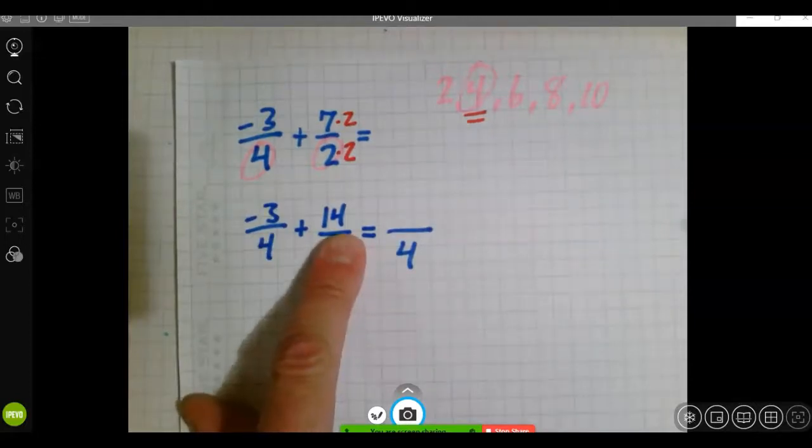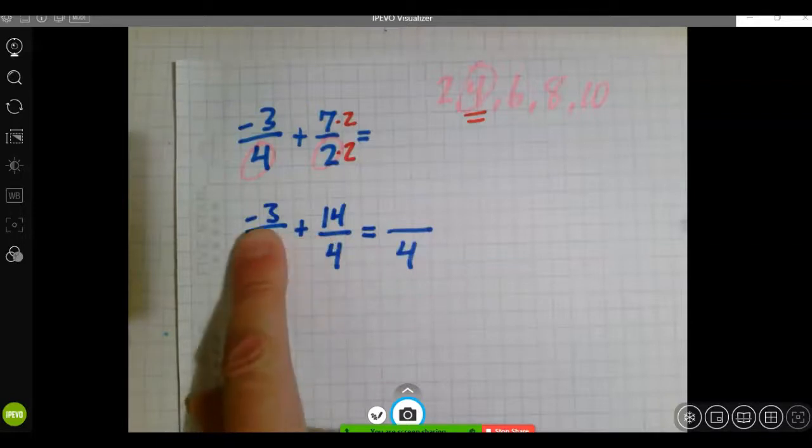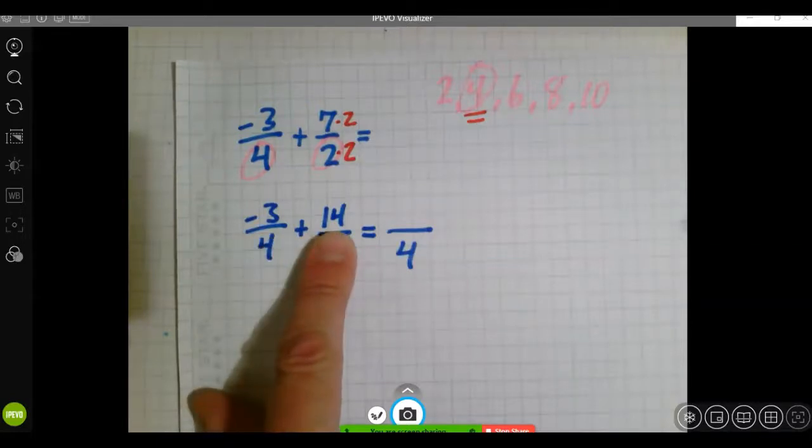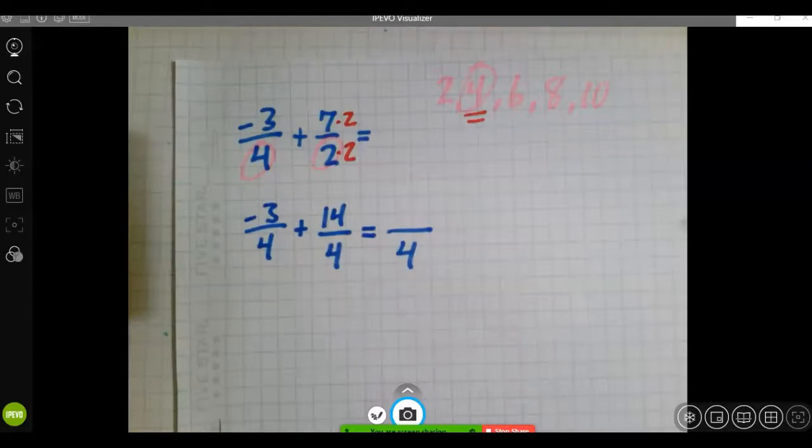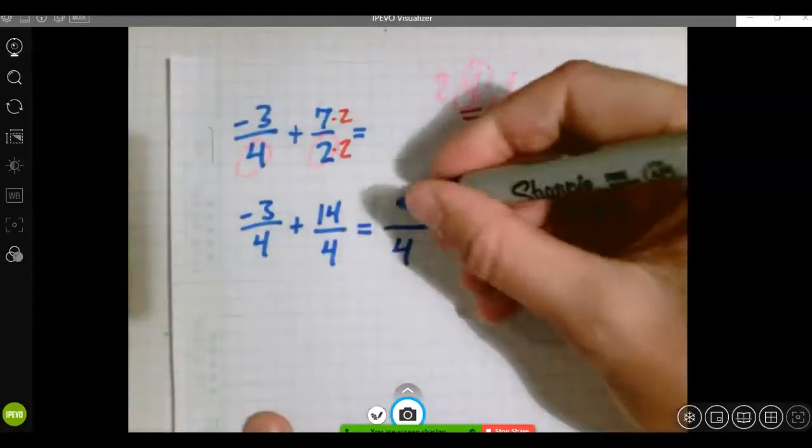So this is another like good guy, bad guy situation, right? So we got a bad guy 3 facing off against a good guy 14. Who's going to win here? Yeah, by how much? Yeah. So we're going to end up with 11 over 4.